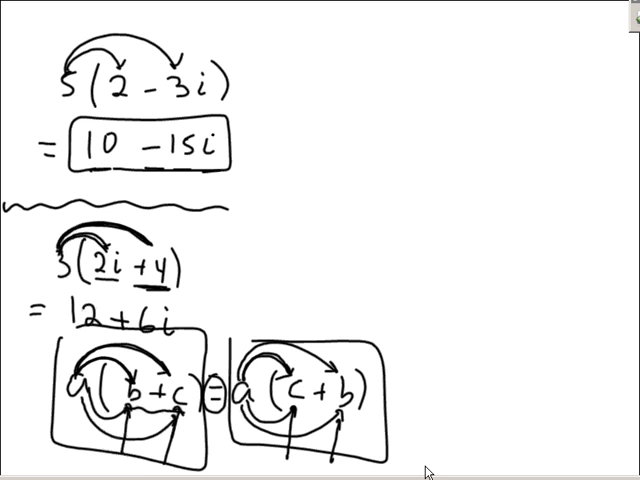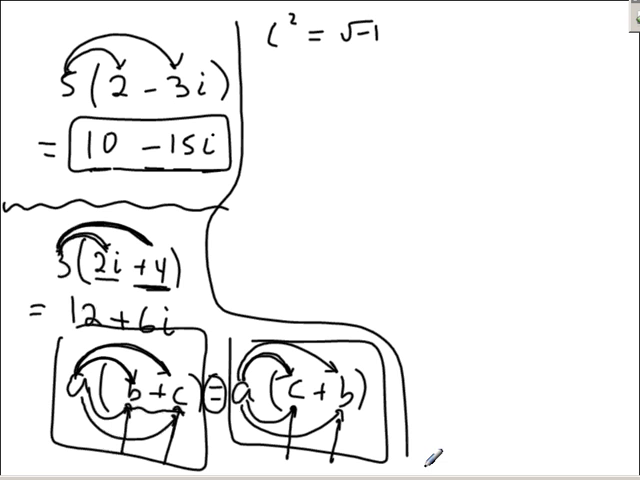Okay, now, what if we multiply complex numbers? Just remember that i squared. i is the square root of negative 1. So i squared will be the square root of negative 1, squared. If you have the square root of anything, and you multiply it by the square root of the same thing, you get what's underneath the square root sign. So i squared is negative 1.